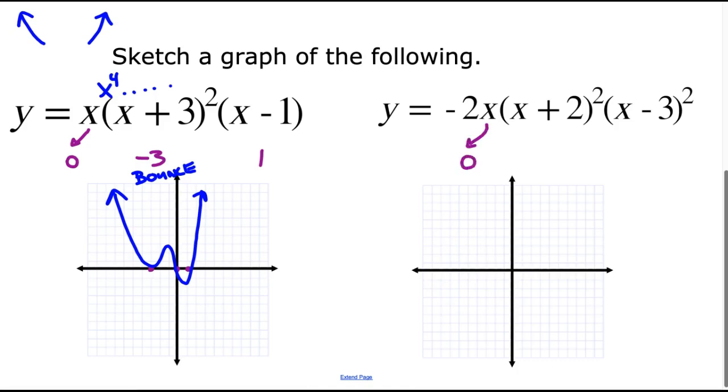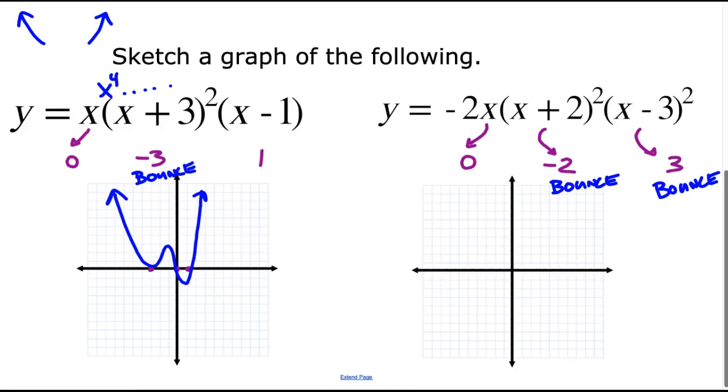-2x means that 0 is a root. X plus 2 squared means that -2 is a root. X minus 3 is 3 is a root. Okay, it's going to bounce a couple times here. It's going to bounce at -2 because the multiplicity is even. And it's going to also bounce back at 3 because the multiplicity is even as well.